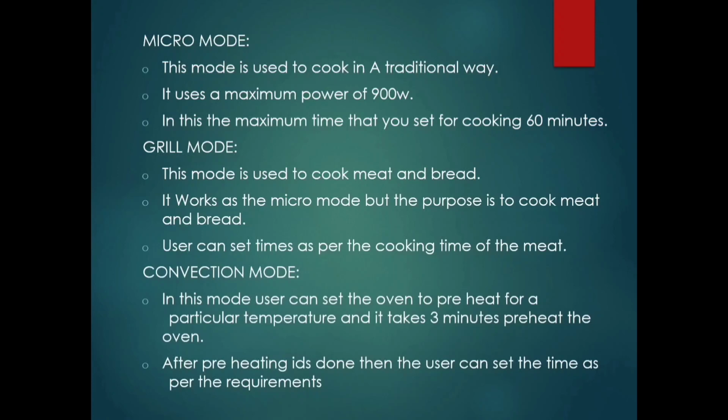The second one is grill mode. The grill mode is used to cook bread and meat. It works as a micro mode, but the purpose is to cook meat and bread. The user can set the time as per the cooking time of the meat.